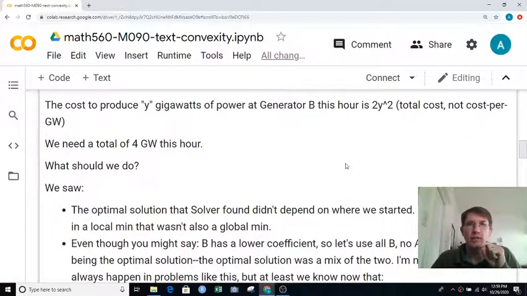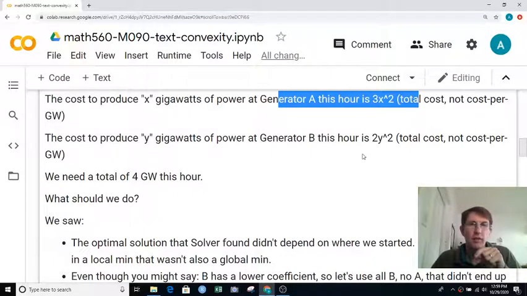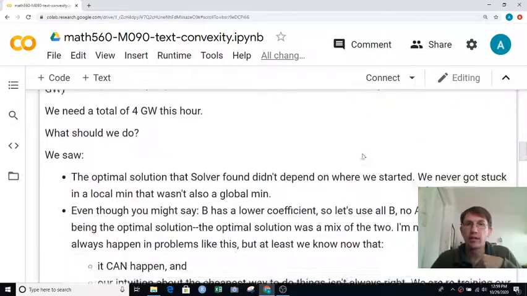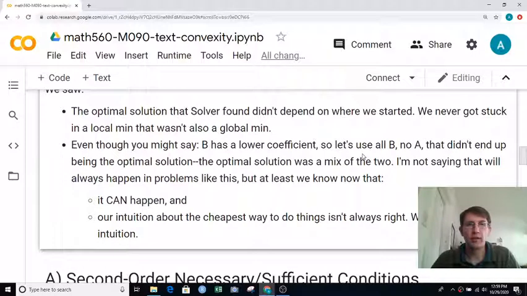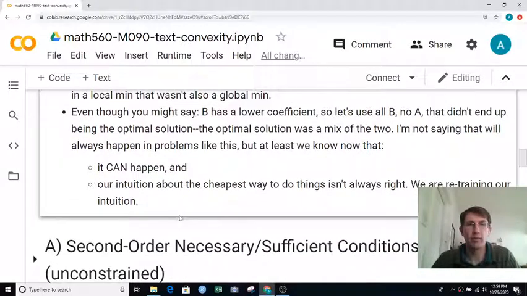And I'm not saying that that will always happen for problems with this kind of cost structure, or in the larger sense that we'll see later. But it is interesting that it can happen, and that our intuition about what was cheaper was not actually what ended up being the right thing. So we're retraining our intuition. So that was our pre-lab, and now we're going to go talk about some fun stuff in the next video about second order conditions.